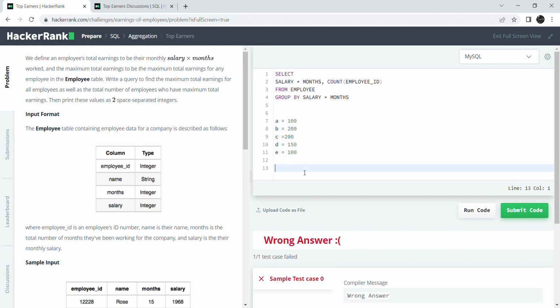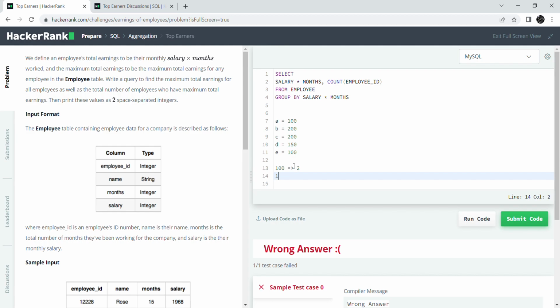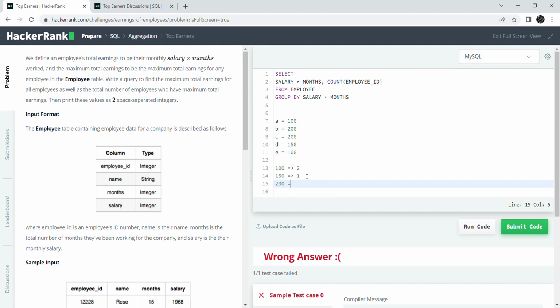What I am telling SQL is: group all those persons who have the same salary. So what will SQL do? It will group A and E. A and E will get into one grouping and it will return a count of 2. Similarly, for 150 another group will be created with only one count. Similarly, for 200 another group will be created with a count of 2. So this is the way group by works.